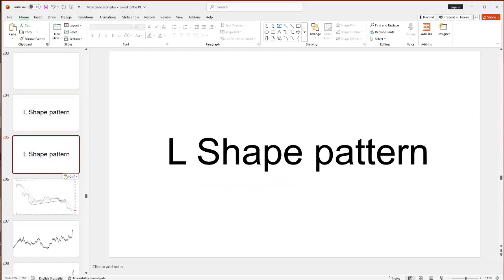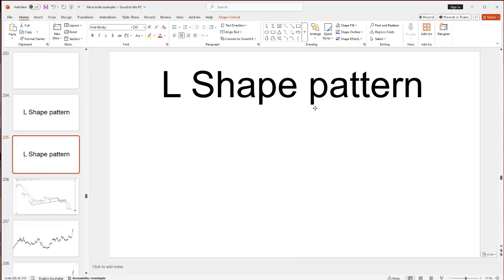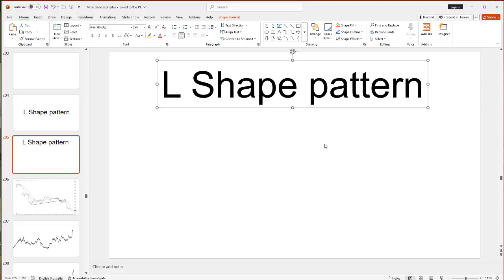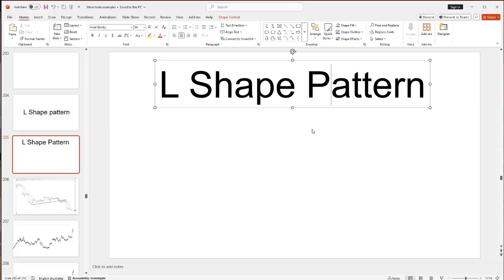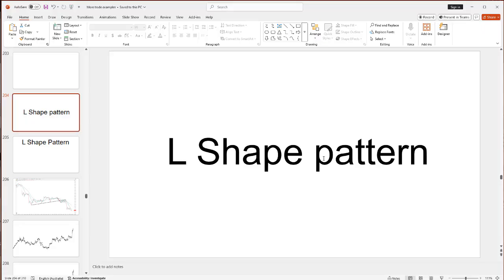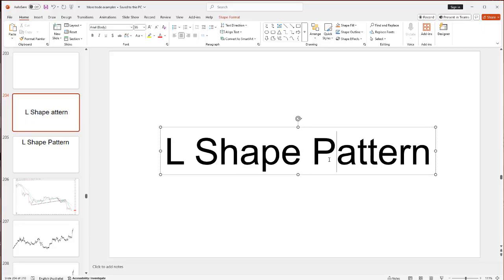So one thing I want to talk to you about is what's called the L-shaped trading pattern. This is going to blow you away when you start to notice it on the charts. It is just, oh my goodness, it is so good, right? So good. L-shaped trading pattern. That should be capital P, shouldn't it? There we go, Pattern. And let's change it over here as well, capital P, there we go.